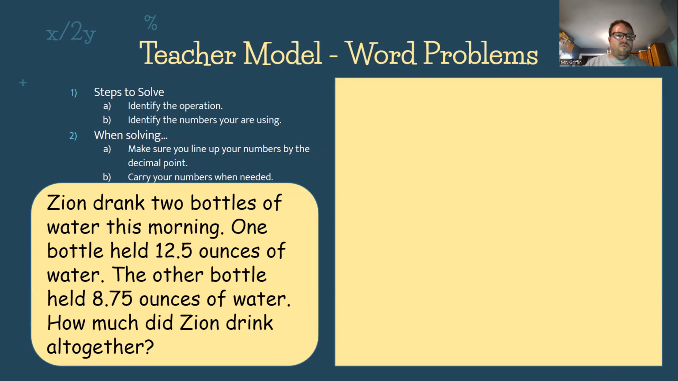Zion drank 2 bottles of water this morning. One bottle held 12 and 5/10 ounces of water. The other bottle held 8 and 75/100 ounces of water. How much water did Zion drink altogether? So I'm thinking altogether, that means he drank this bottle and this bottle at once. So we're seeing the total that he drank, so we're going to be adding.